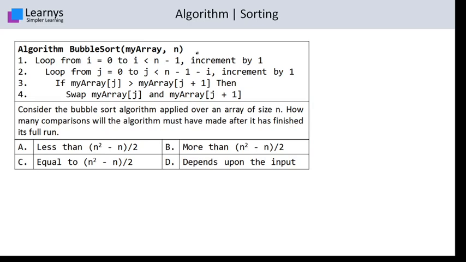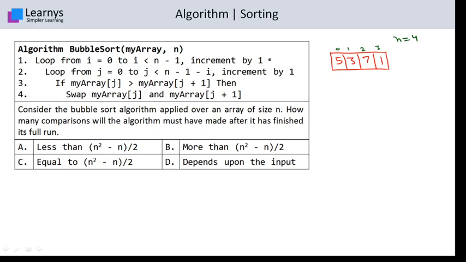So let's discuss the solution. To explain this, I am creating an array. Suppose I am creating an array of size 4. Here we can say the value of n is equal to 4, because 4 elements are there and indexes will vary from 0 to 3.